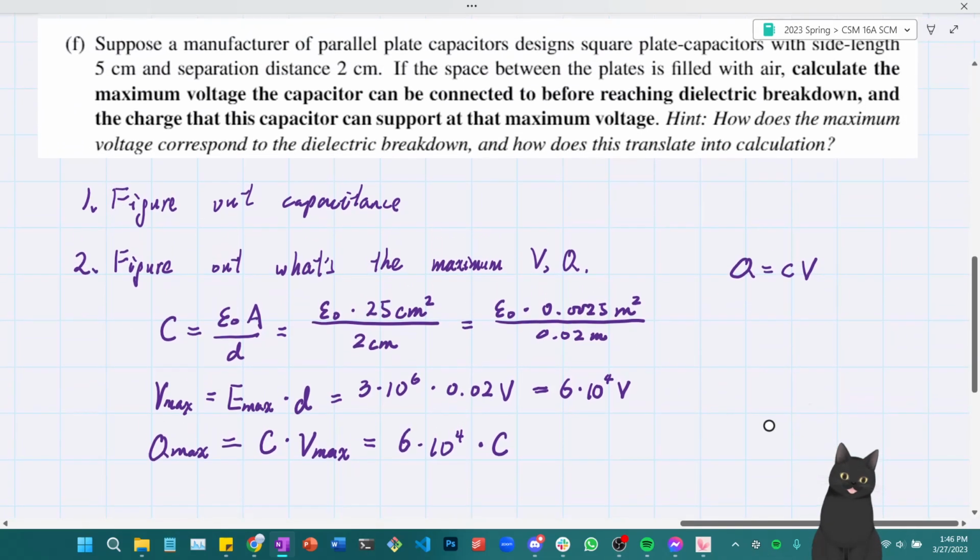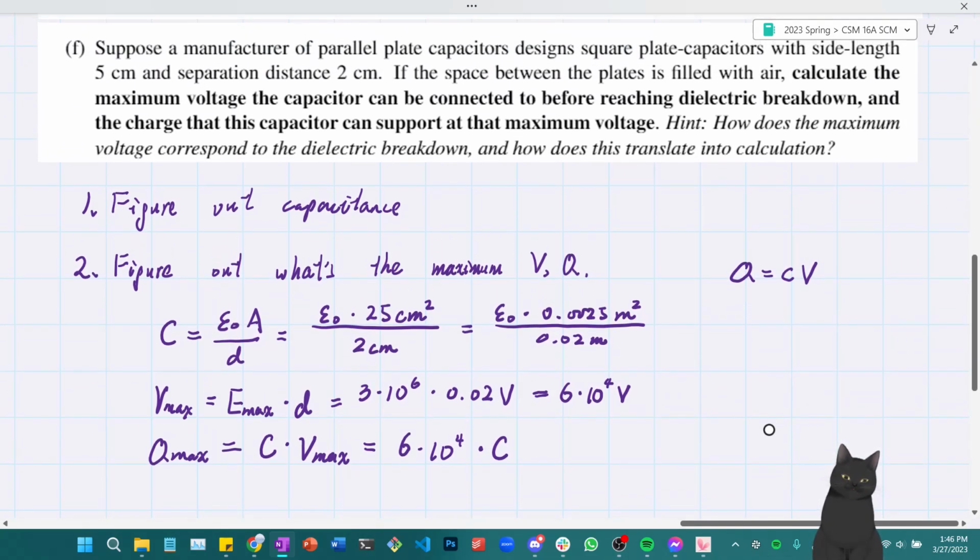Alright, so let me just review what we're doing in this question. First of all, we're trying to see how the capacitor can reach a dielectric breakdown. That means the capacitor explodes because the voltage across the capacitor is too big, and that also translates to the amount of charge that the capacitor is currently storing is too much.